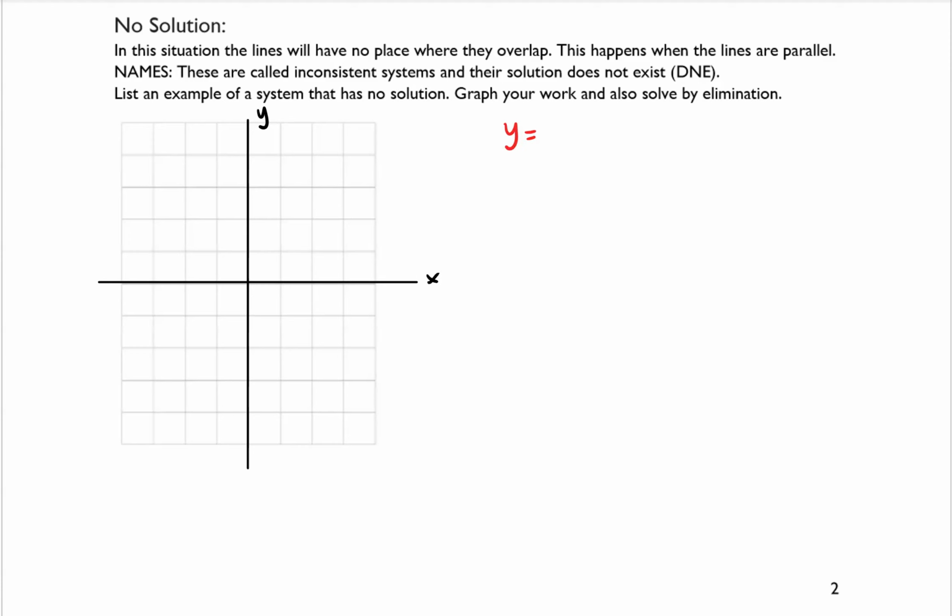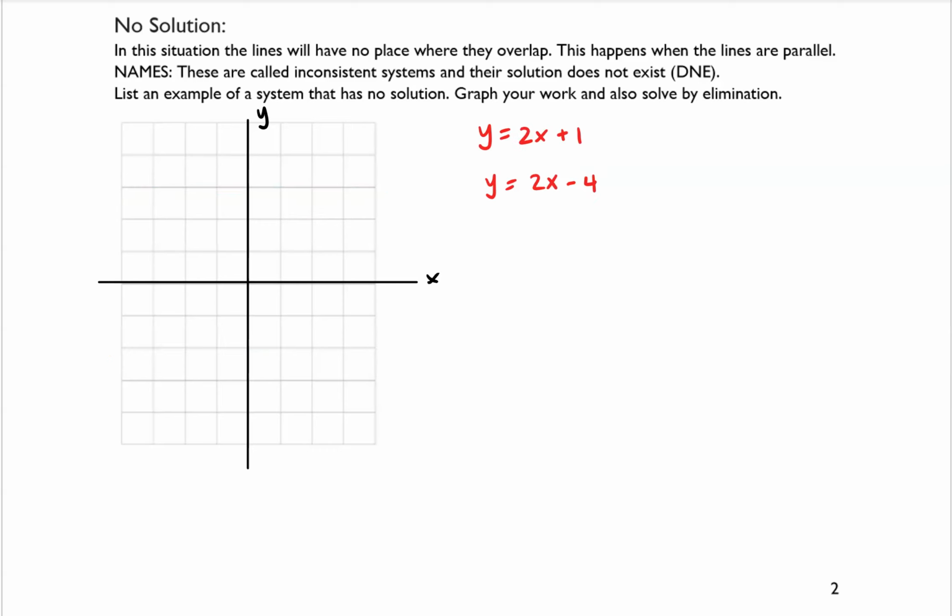So a very basic example, recall that when you have a line in the form of y equals some number, like y equals 3, and y equals -2, both of these are going to give us a horizontal line when we graph them. So y equals 3 would be up here, and y equals -2 would be down here. Now, because these never intersect, we say that these two lines are parallel, and this system of equations has no solution. Let's look at a different example, though, where the lines are not horizontal.